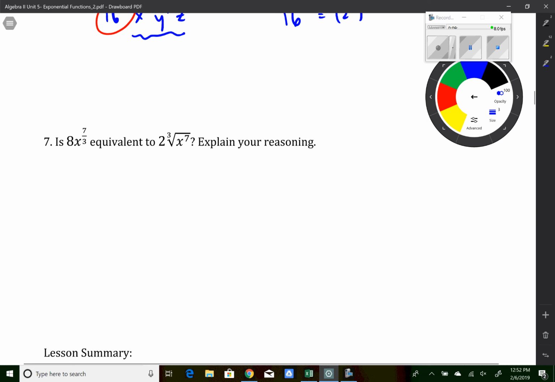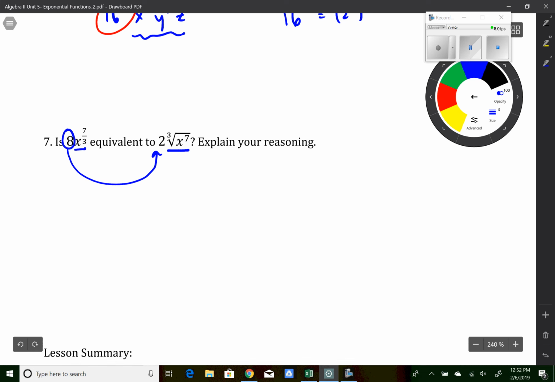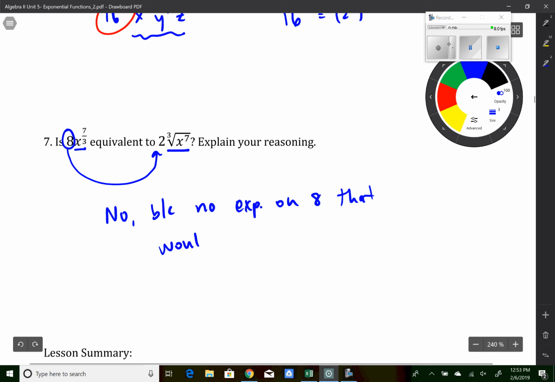Number 7 is kind of an easy question. I see x to the 7/3 and I see the cube root of x to the 7. That matches, that's true, but I didn't do anything to the 8 and magically it became 2. All right, so the answer to this is no, because there is no exponent on 8 that would change 8 to 2.